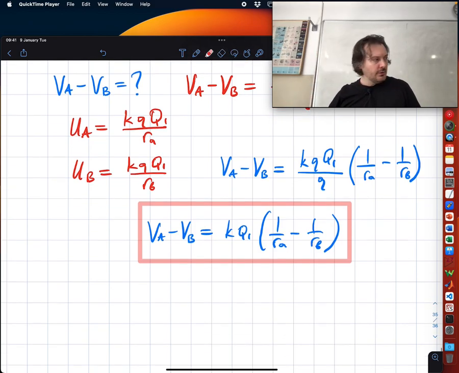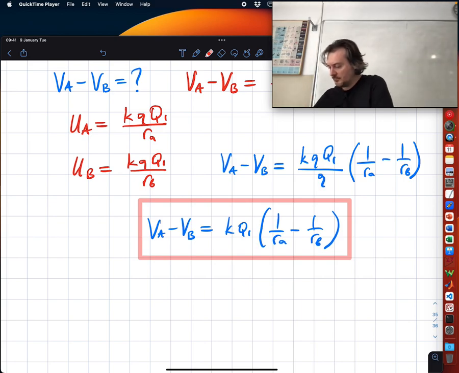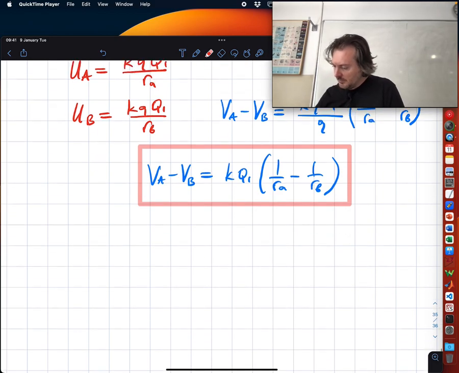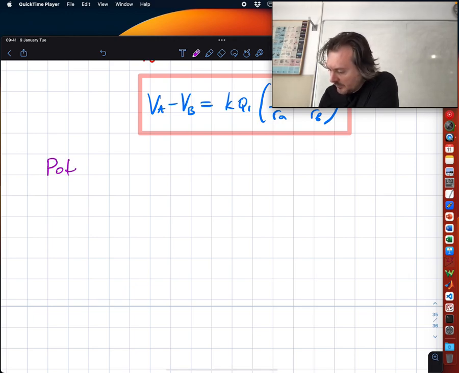Let's continue with our discussion. Let me give you something very important, the relationship between potential and electric field. Let's talk about potential derived from electric field. Potential from electric field.